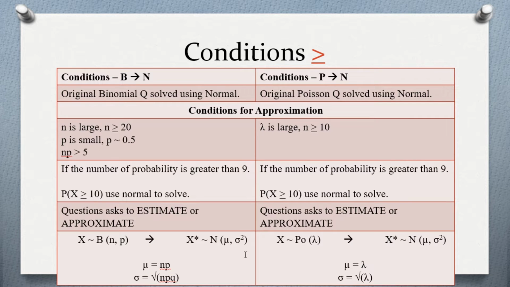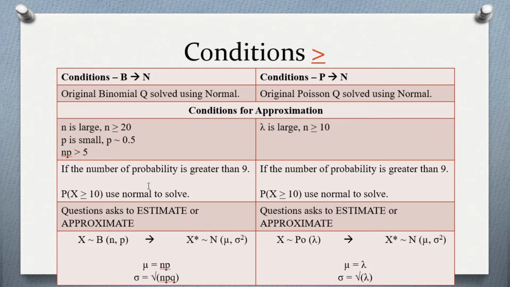Okay, so let's look at the conditions when you want to change. We'll go on with binomial first. So originally, if it's binomial, when can you change it to normal? When your n is large, when your n is more than or equal to 20, and when your p is small, smaller than 0.5. All right. And if the number of probabilities is greater than 9, meaning you have to calculate 9 or more probabilities. So you need to meet all the conditions. Your n must be bigger or equal to 20, your p must be smaller than 0.5, and you have greater than 9 probabilities to calculate.